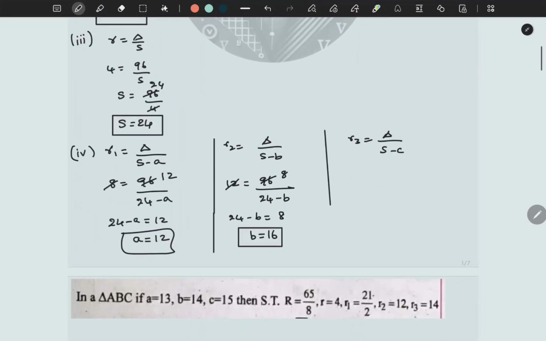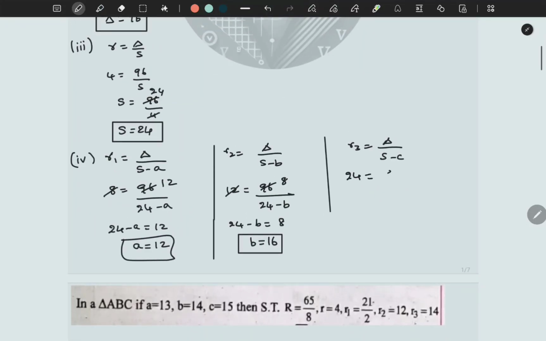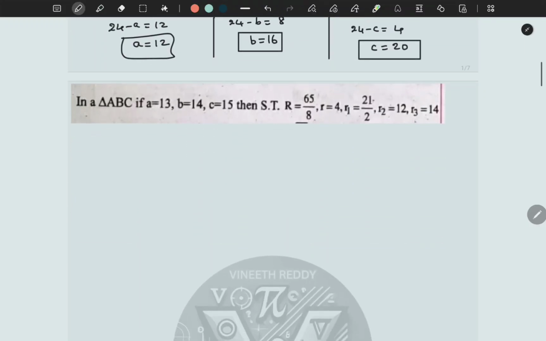Now R3 is 24. So write R3 as 24 here and delta is 96. So 24 times 4 is 96. So S minus c is 4. And what is S here? S is nothing but 24. So 24 minus c is equal to 4. So c is equal to 20. Is this clear? Yes. Now let us go to the next question, dear students.